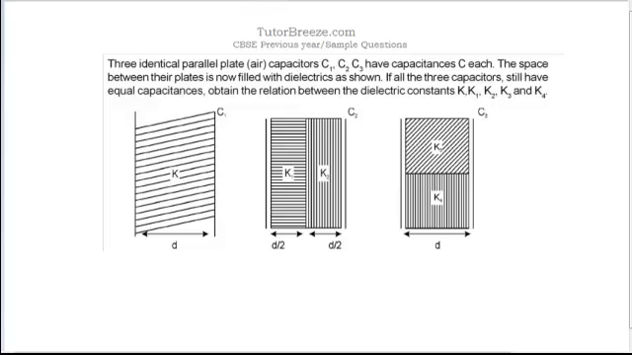Now let us see how the capacitance of a capacitor changes for each of these cases. First of all, when a dielectric is filled, say the original capacitance of the capacitor is C0, which is an air-filled capacitor. Then on filling it with a dielectric, the new capacitance C, which is denoted by C1 over here, will be K times C0. On filling with a dielectric, the capacitance simply increases K times.